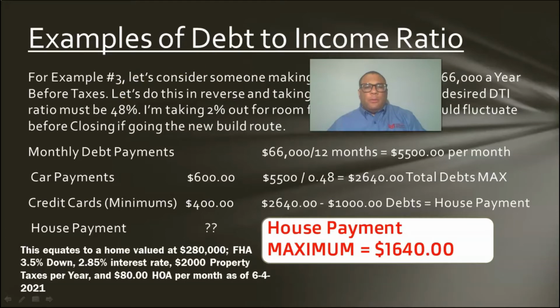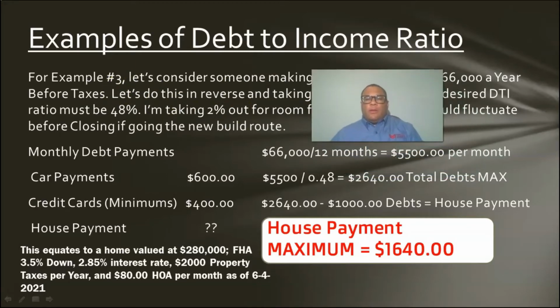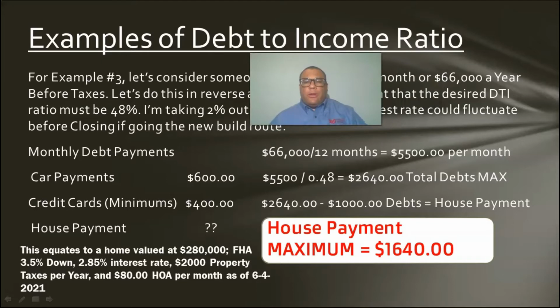In the third example, we have someone that's making $5,500 a month, or $66,000 a year before taxes. Let's do this one in reverse and take into account the desired debt-to-income ratio has to be 50% or lower. So I took it at 48%. I took 2% out to make room just in case the interest rate goes up from 2.85 to 3.5. I calculated that in this case, if the interest rate did go to 3.5%, you would still qualify.